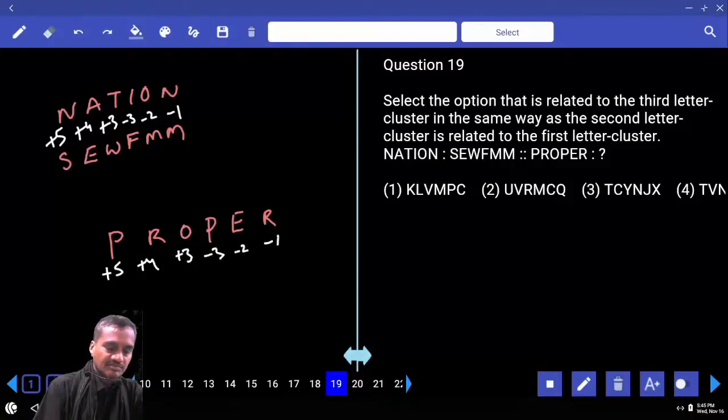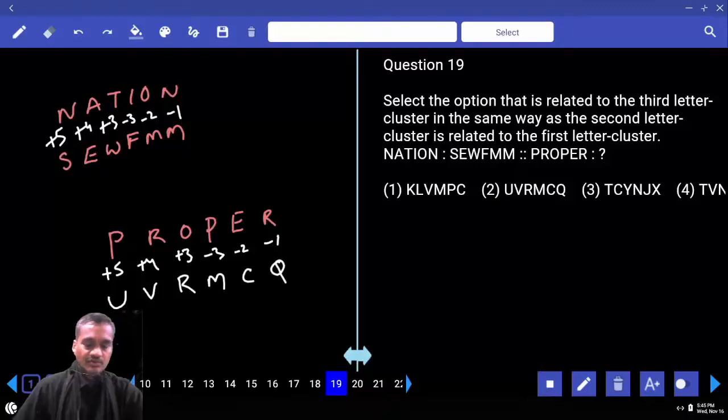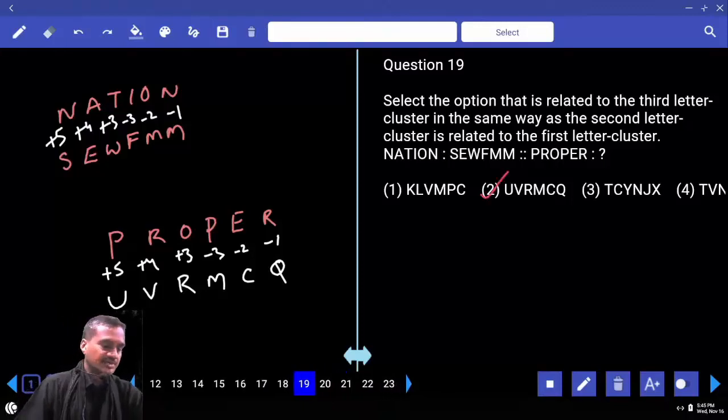P plus 5, 16 plus 5, 21, U. R plus 4, V. O plus 3, R. P minus 3, 16 minus 3, 13, M. E minus 2, C. R minus 2, Q. U, V, R, M, C, Q. U, V, R, M, C, Q, choice 2 for question number 19.